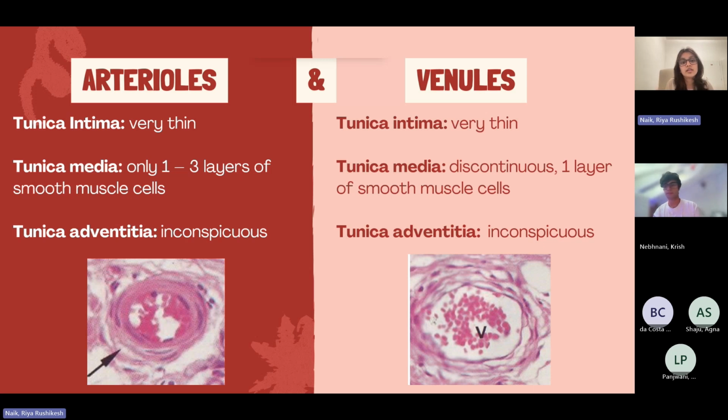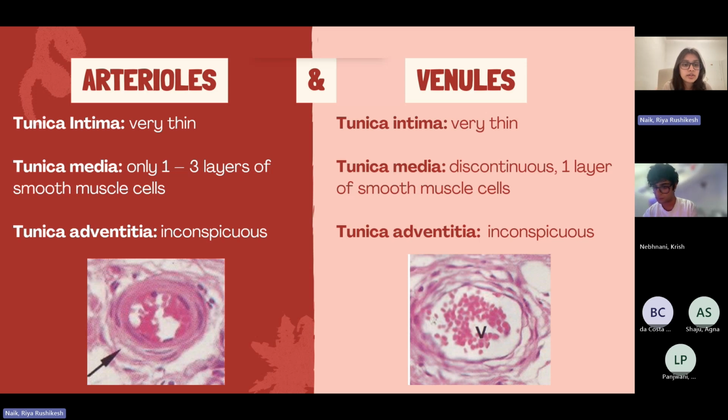Now, let's talk about the arterioles and the venules. The arterioles are basically really, really small arteries, and the venules are pretty much really small veins. So these two also consist of the same layers, you can say: tunica intima, tunica media, and tunica adventitia.